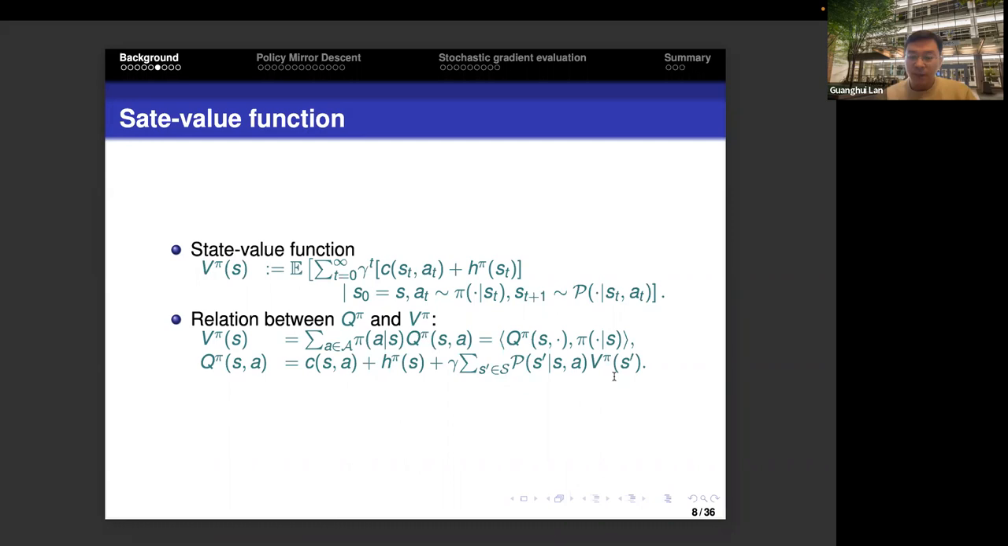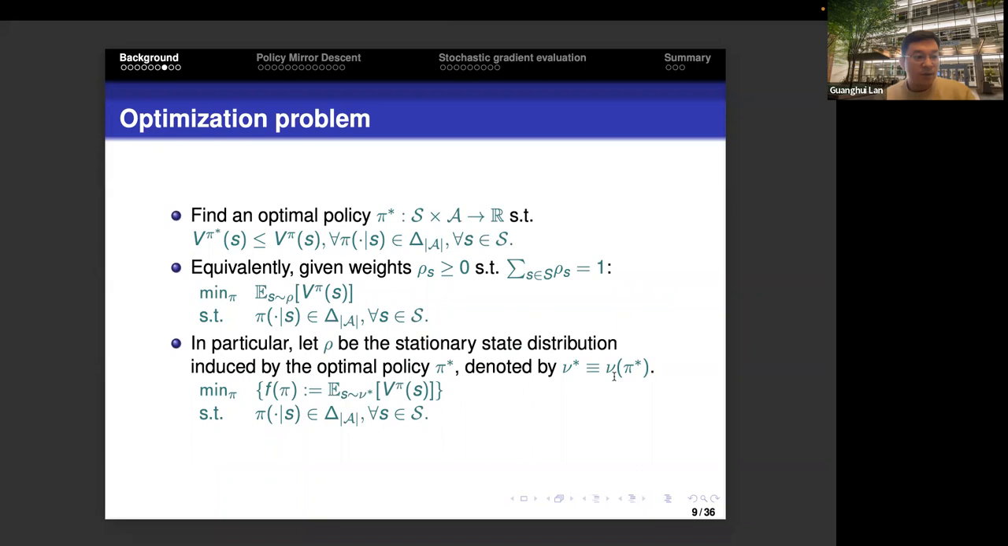Then we can formulate the problem as finding an optimal policy pi star so that the V value function at pi star is smaller than or equal to the V value function at pi for any state S. Okay, it turns out we can formulate this problem as a single objective optimization problem. Basically, you take the weighted sum of the value functions over all the states, and then you minimize this objective over the simplex constraint. In particular, if we use mu star, that means the stationary state distribution induced by the optimal policy pi star, then we can choose rho equal to mu star. Then you can define a problem like this, okay?